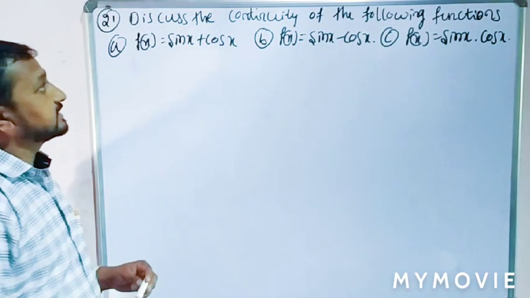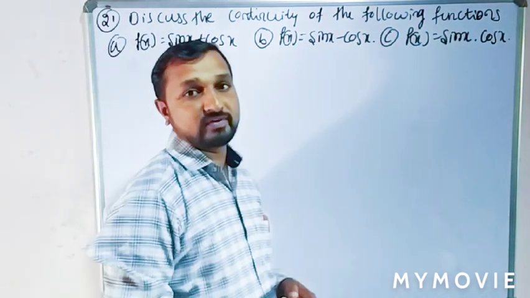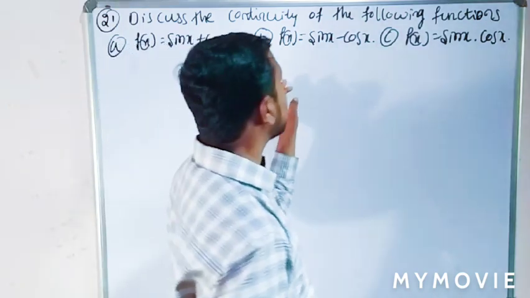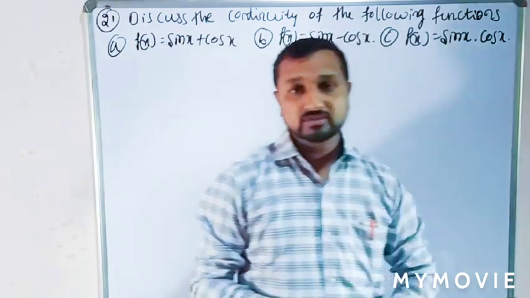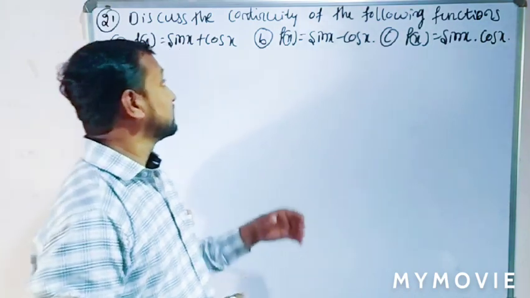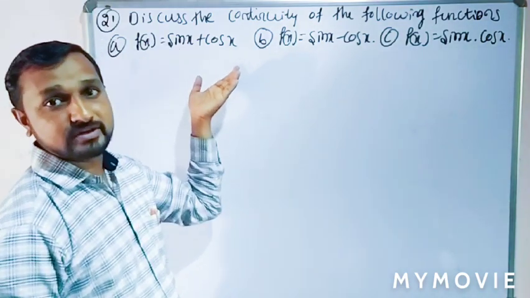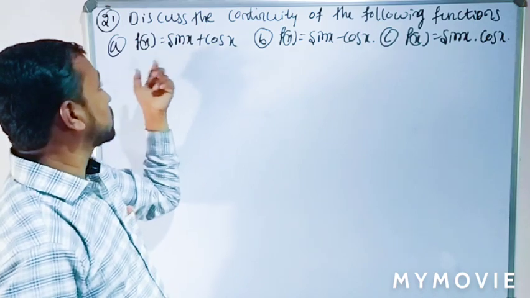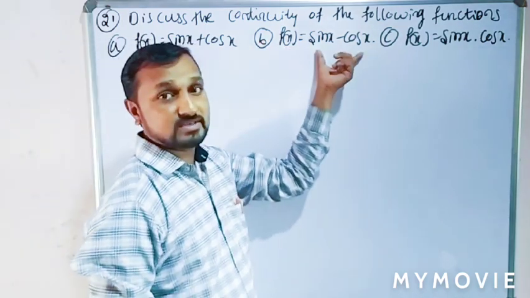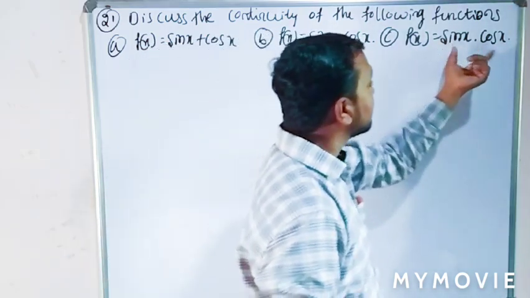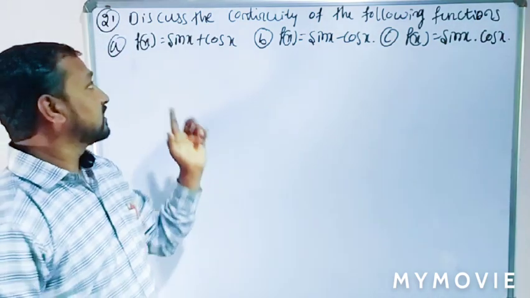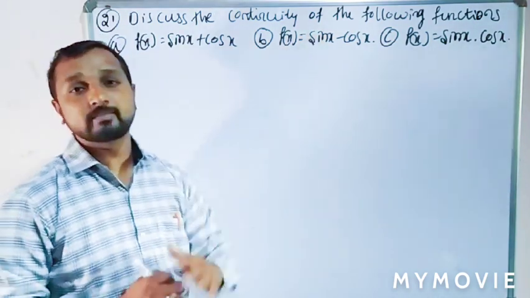So here discuss the continuity of the following functions. a, f of x equal to sin x plus cos x; b, f of x equal to sin x minus cos x; c, f of x equal to sin x into cos x. Here this is the algebra of continuous functions. So here we can take two functions, sin x and cos x, in each case. Here the algebra of functions: addition, subtraction and multiplication.